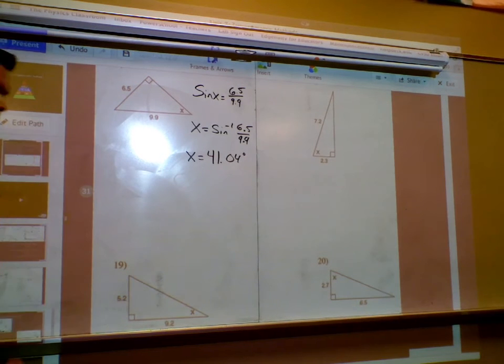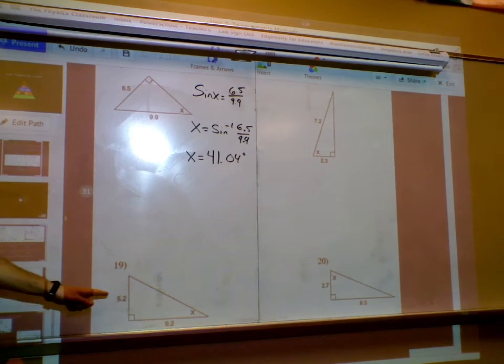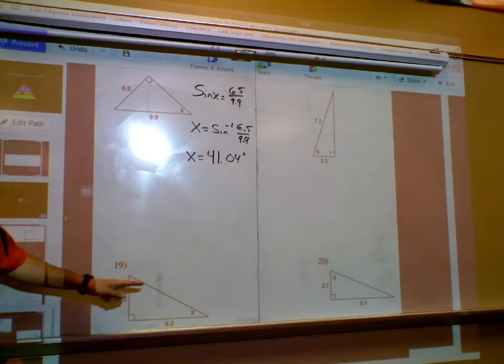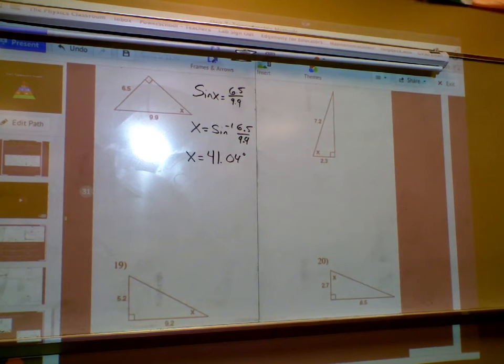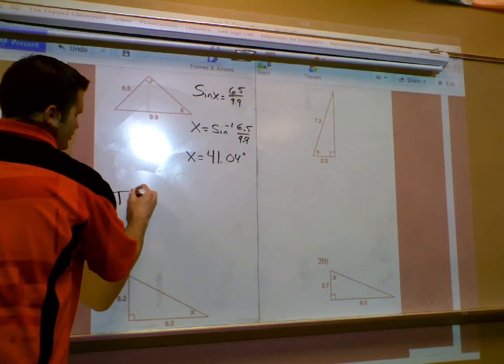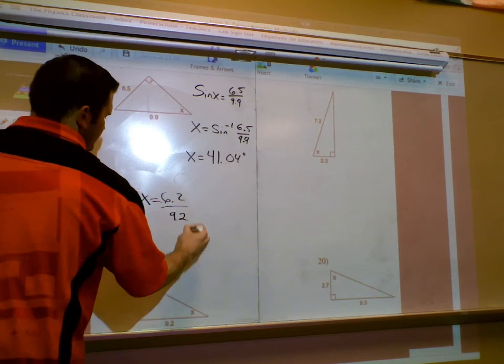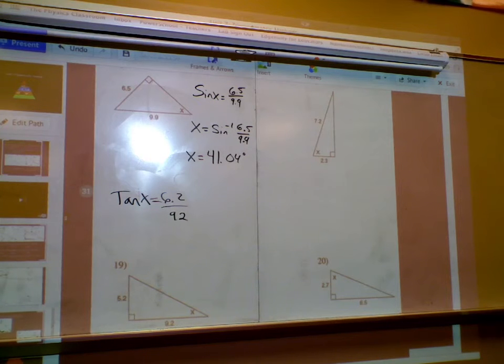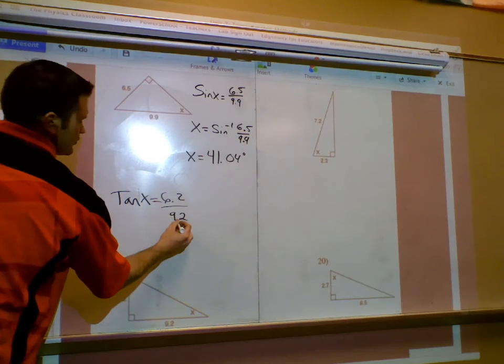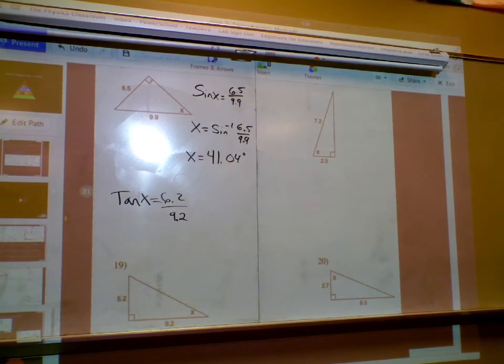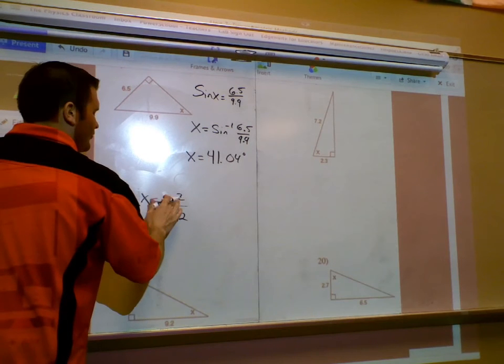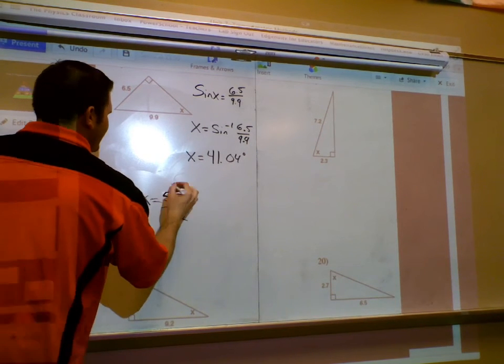All right, let's look at 19. What do they give us for 19? What is 5.2 to x? Opposite. What is 9.2? Adjacent. Which one uses opposite and adjacent? Tangent. Good. So we do tangent of x equals 5.2 over 9.2. My fault, guys, 5.2, sorry.